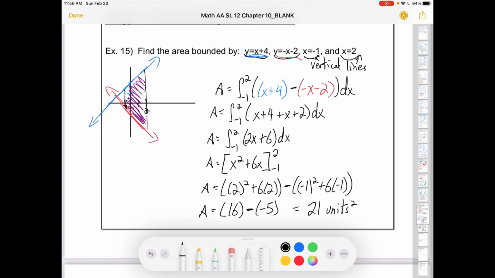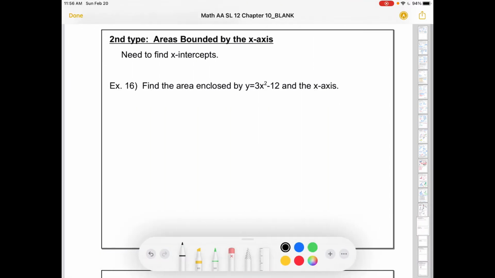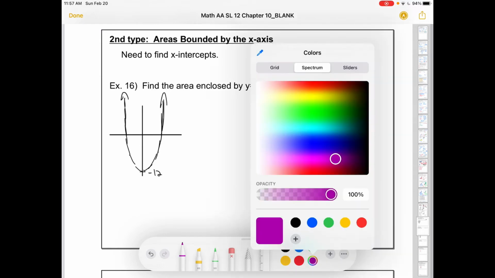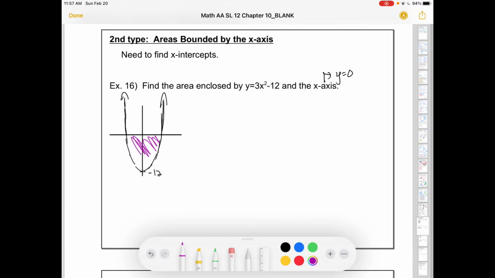Let's try another. So here's one where they don't tell us the boundaries. And we want to know what's going on with 3x squared minus 12, which is a parabola that opens upward with its vertex at (0, -12), and the x-axis. Now the x-axis, just to be clear here, has an equation of y equals 0. That's what that is as a function. So I'm looking for, again, this kind of area.